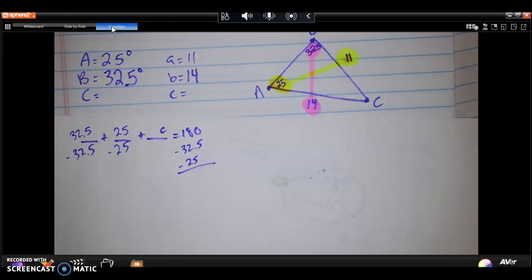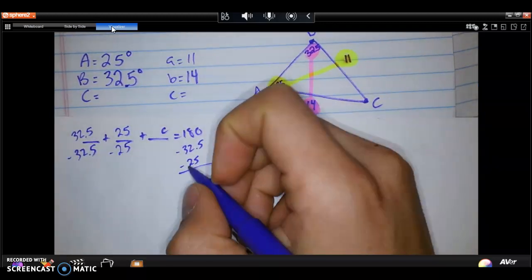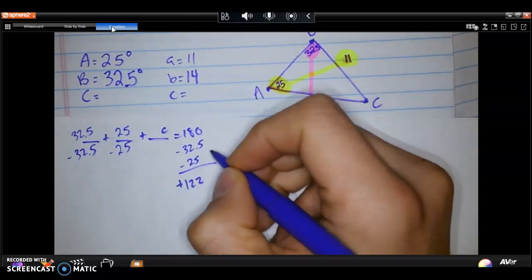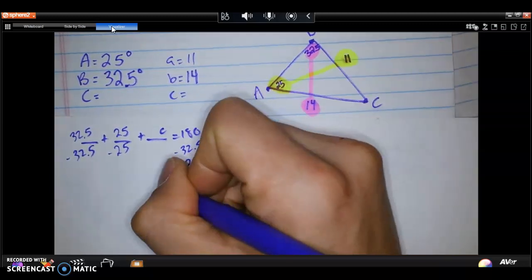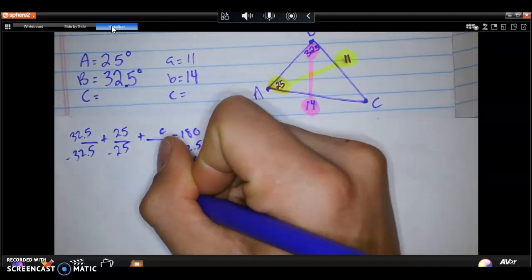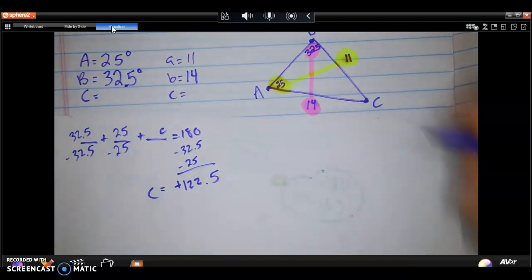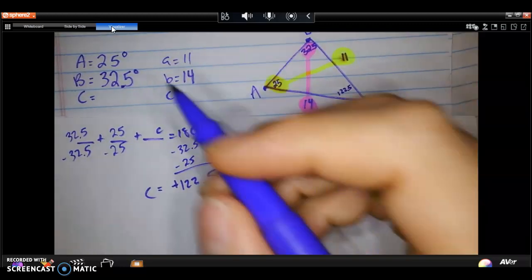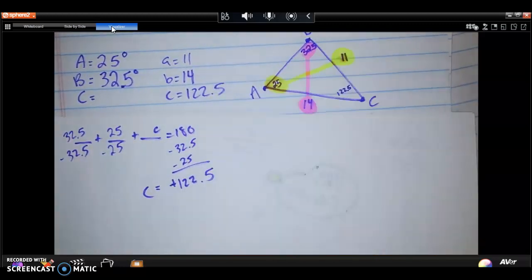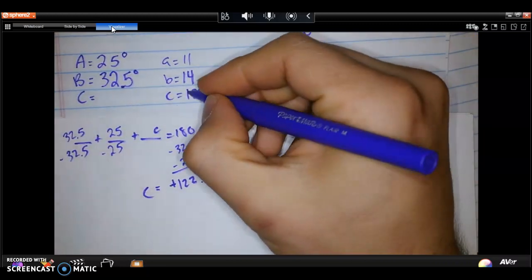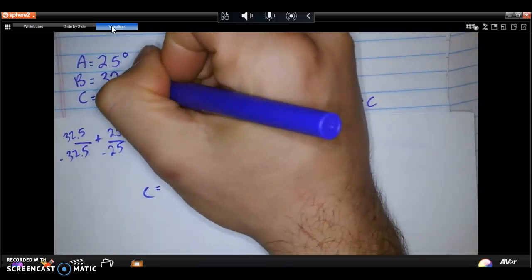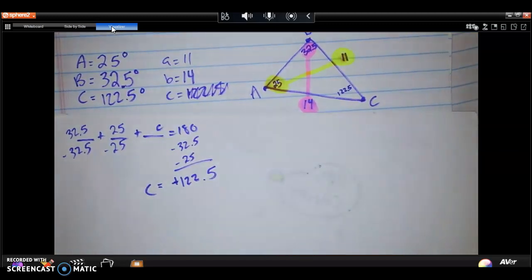And that we can do in our calculator or do in our heads, depending upon how confident we are. And for those of you who are using the calculator, that's all right. It's going to be negative 122, sorry, positive 122.5. I don't know why I was thinking negative. We just subtract those from 180, and we get 122.5, our C value. Anytime we know two angles in a triangle, we can find the third one. Very easy, right?